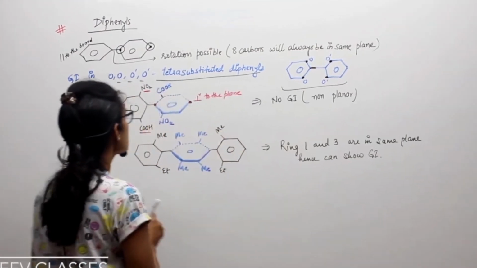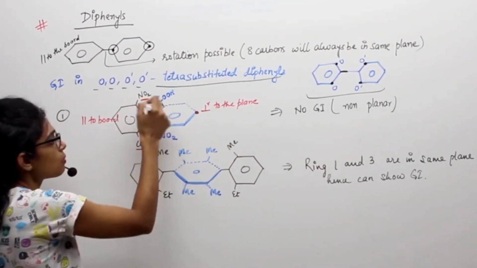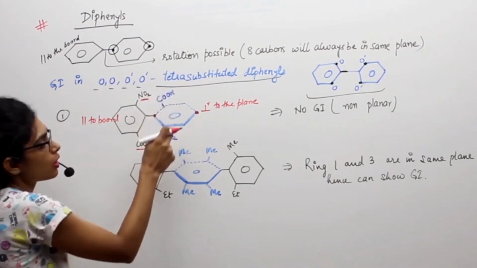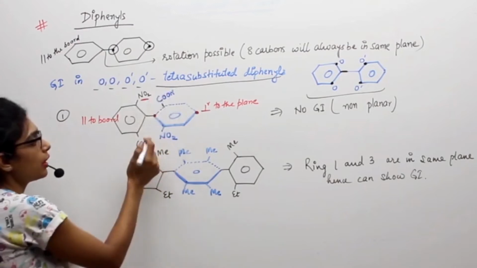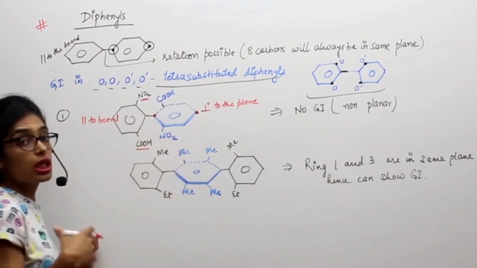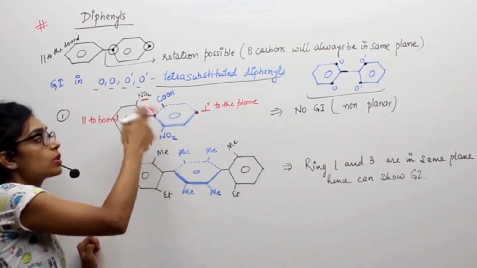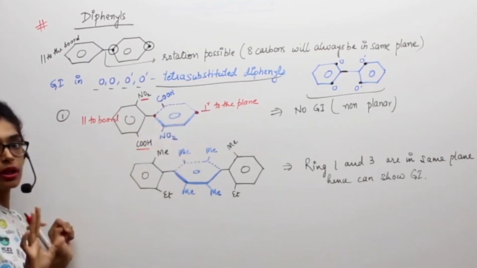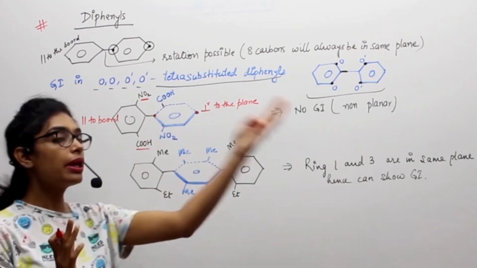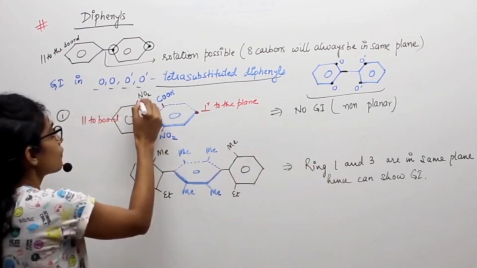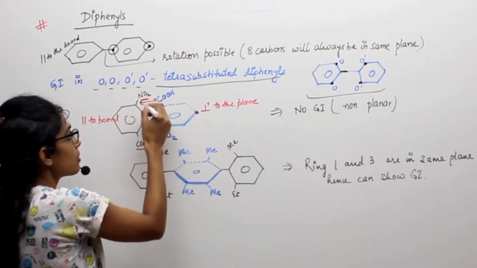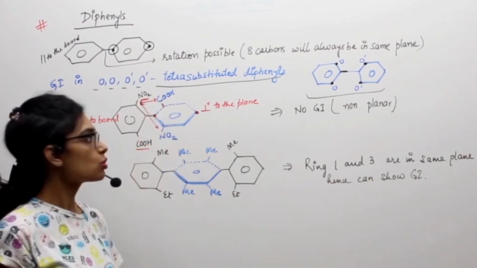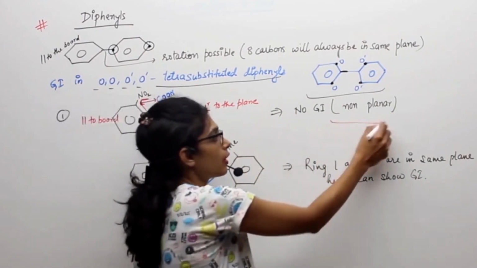Because these two are in different planes, the difference between these groups is not going to change, no matter whether NO2 is here or NO2 is here, or COOH here or COOH is here. If they were together it would have been called cis, or if opposite to each other, trans, but this will not be called cis and trans because the distance is not changing. They are just in different planes. NO2's distance with COOH is the same as NO2's distance with another NO2. So it's not going to change, and no GI will be shown because these are non-planar.